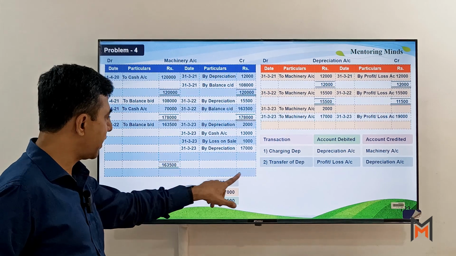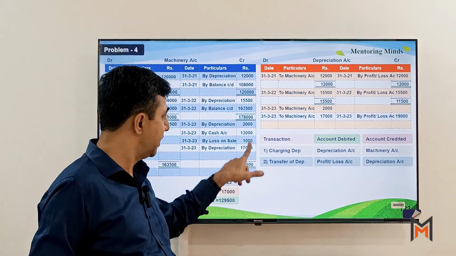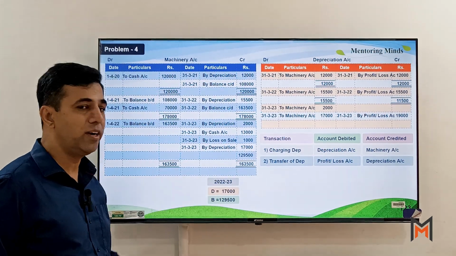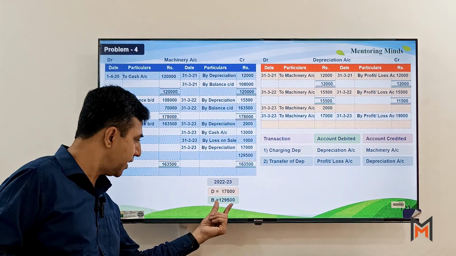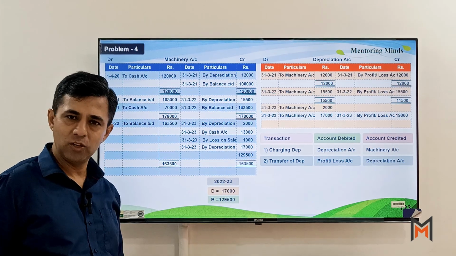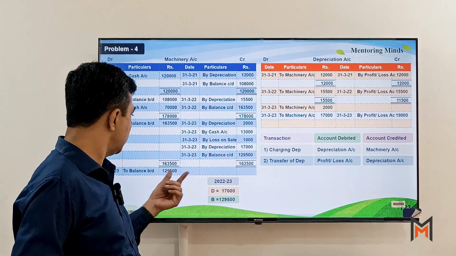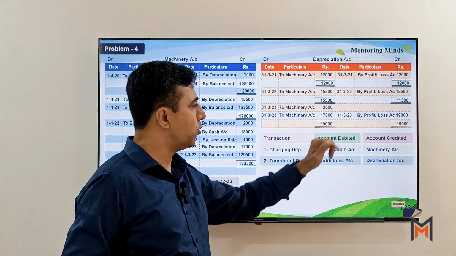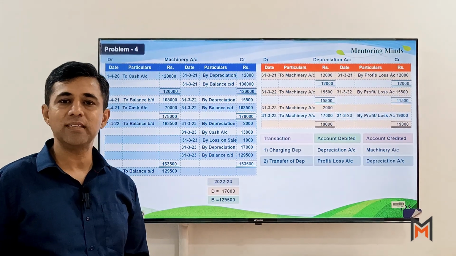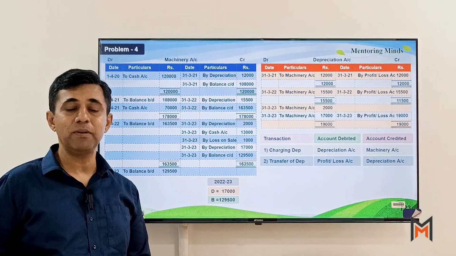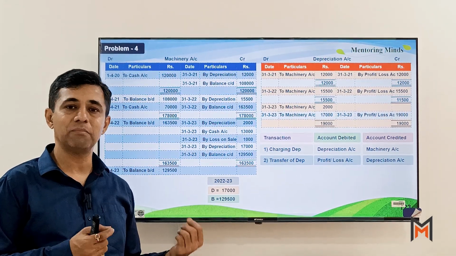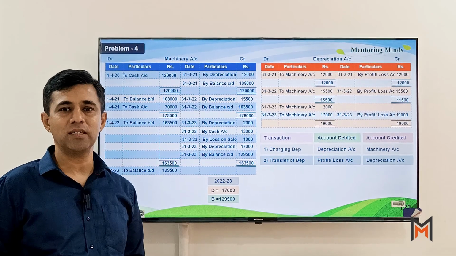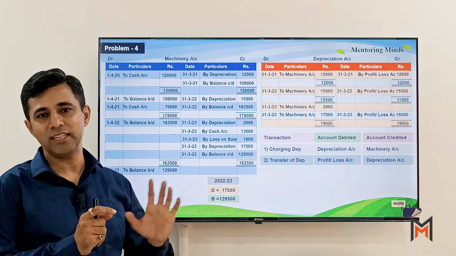So 163,500, 163,500, and if I subtract the remaining all these values, we get 129,500. You can take the value from here and place it. You will get the same answer. So this is how we will transfer it to the next year, and here the account we are going to close it. So it's so easy, dear student. We find that depreciation account as well as machinery account is so simple. Just follow the basic process of journal entry and do the ledger posting.